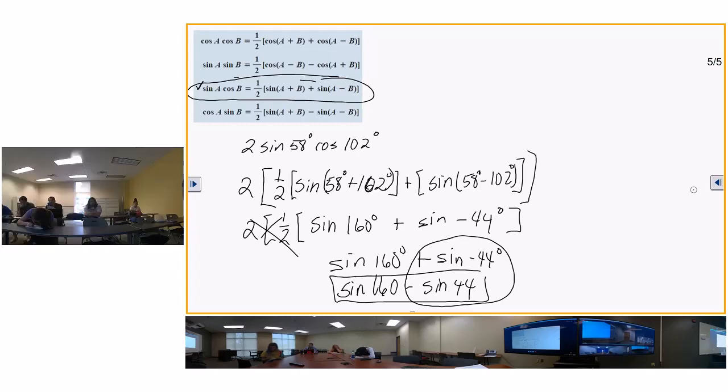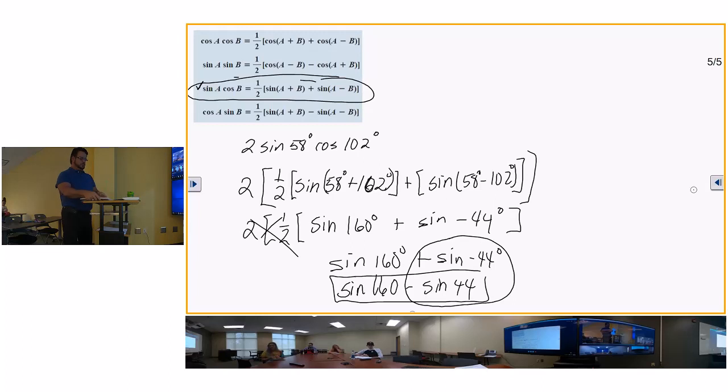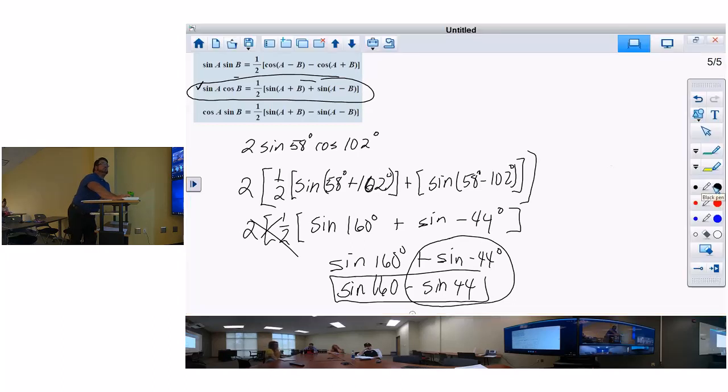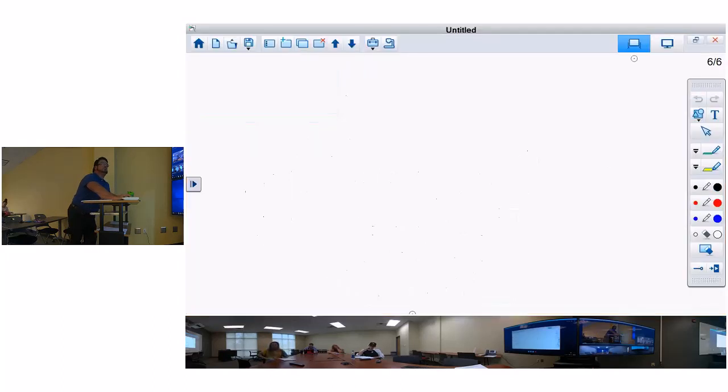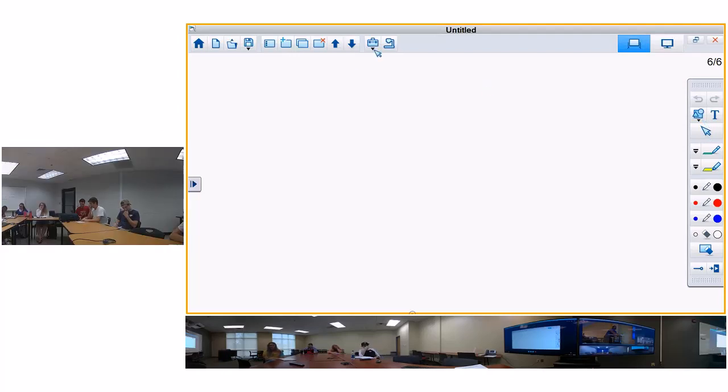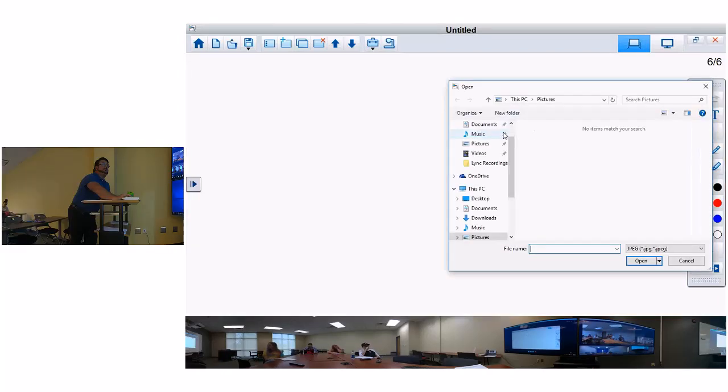And if it was minus sine negative 44, it would just switch to a positive instead? Yeah. Now the sum to product, we'll do that next. Yeah, let's go ahead and do sum to product. Let me pull that up. Sum to product.